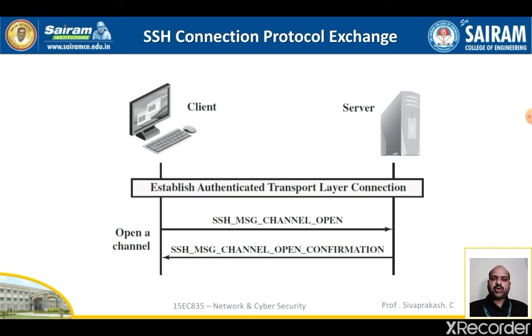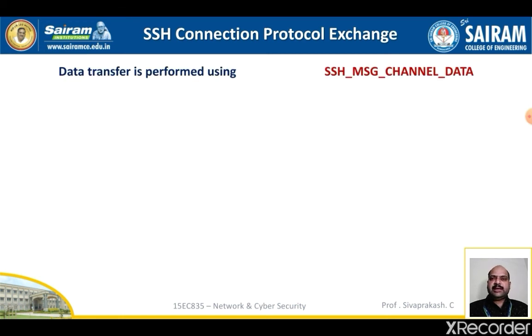Let's see how this happens. In the connection protocol exchange between a client and the server, after establishing an authenticated transport layer connection, the client asks for SSH_MSG_CHANNEL_OPEN. Once the channel is opened, the server gives the confirmation message to the client through SSH_MSG_CHANNEL_OPEN_CONFIRMATION. If the connection fails, the message may be SSH_MSG_CHANNEL_OPEN_FAILURE.